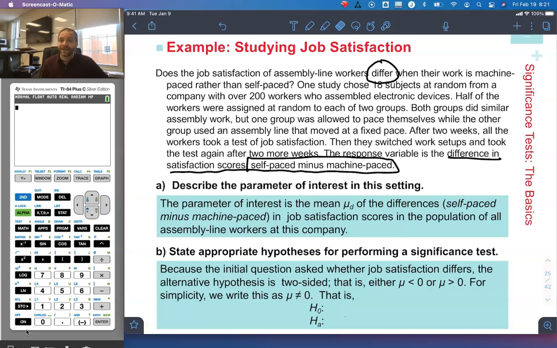Now, what's my claim? Well, the claim is that there is no difference. So the claim is that there is no difference between assembly line that is fixed versus self-paced. So in that case, your difference would be 0 between them. If you did self-paced minus machine-paced, there would be no difference. So my null would be mu sub D equals 0. The alternative is that there is a difference. It doesn't say which direction, by the way, just that it is different. And so in this case, it is a not equal to.